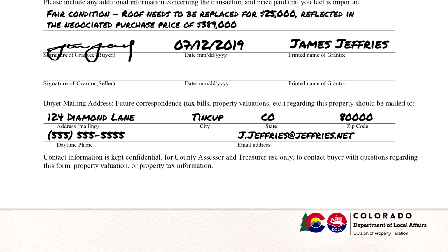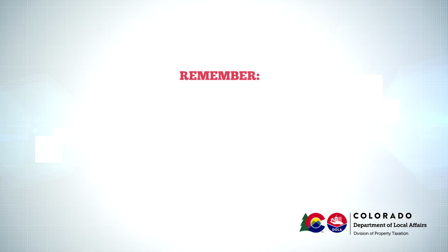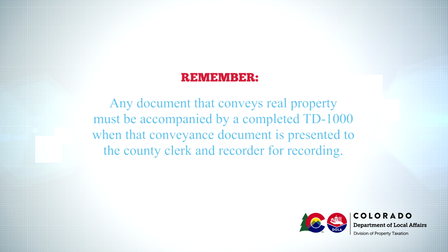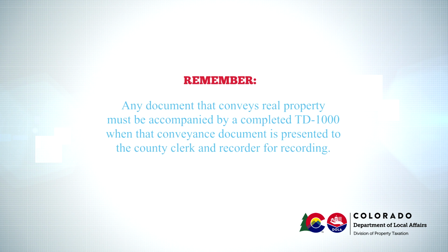The contact information sought at the bottom of the form is specific to the buyer and will allow the assessor to contact the new owner with any remaining questions they may have. This is also the mailing address where the assessor will send future notices of value and the county treasurer will send the annual tax bill. The phone number and email information provided here is confidential and will not be shared by the county assessor with any other party. Remember, any document that conveys real property must be accompanied by a completed TD1000 when that conveyance document is presented to the county clerk and recorder for recording.